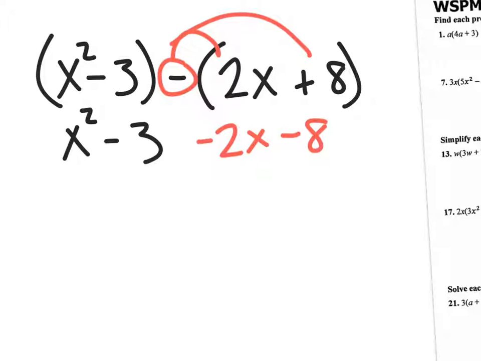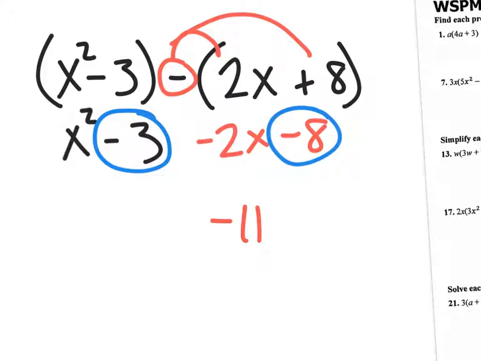Is there anything else to do here? Let's combine whatever we could combine. What could we combine? Could I combine the x squared with the x? Heck no. What could I combine? The negative 3 and the negative 8. Notice that I'm circling including the sign that's in front, because that's like telling me whether I have $3 or owe $3, whether I have 8 or owe 8. So if I owe 3 and I owe 8, I'm going to owe a lot. I'm going to owe a total of 11.